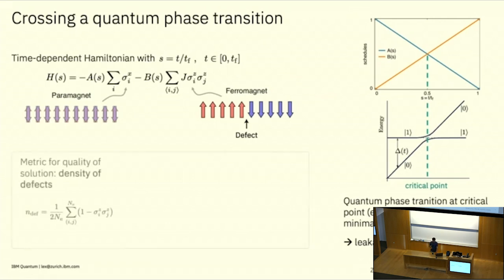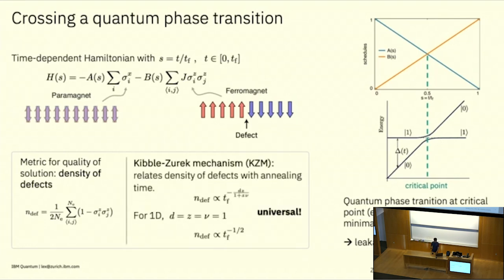Now, in this uniform coupling case, a nice metric for the quality of the solution is the density of defects, and we will measure it with this observable in our experiments. And now the Kibble-Zurek mechanism describes this defect production and quantifies the density of defects as a function of the total evolution time, as a function of the annealing time. And it predicts this universal power law decay that's only dependent on the dimension of the system, d, and the two critical exponents, z and nu. So in the 1D case, this comes down to a t to the -1/2 scaling, and this is what we want to benchmark against.